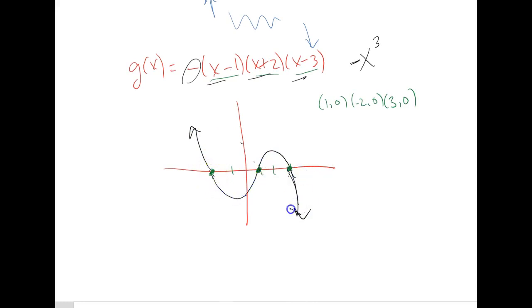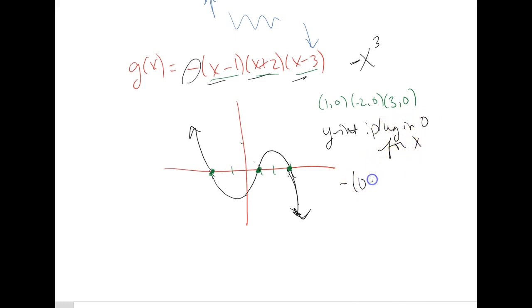Yay! All right, so a couple things here. I don't know how high and how low these go. If I wanted a little bit of assistance to figure that out, I could find my y-intercept. Remember, the way you find a y-intercept is to plug in 0 for x. So I'm going to do that. Let me see where my y-intercept is supposed to be.